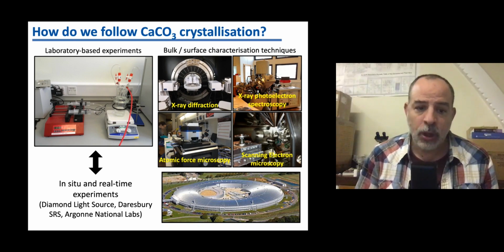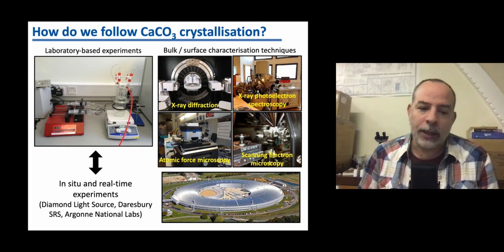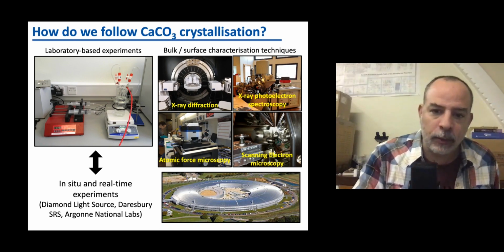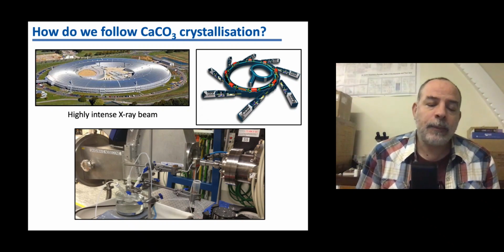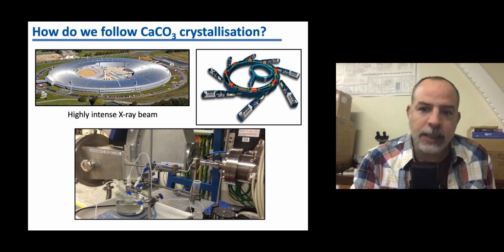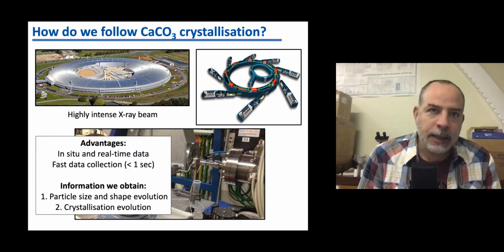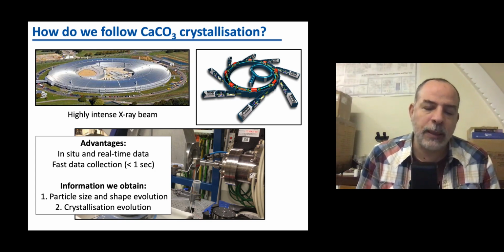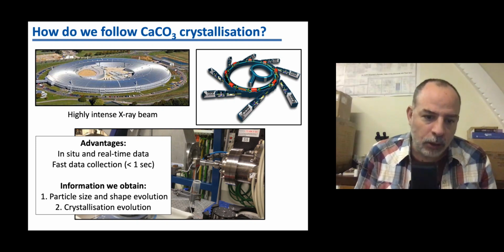We don't need to take samples. And we use facilities like, for example, Diamond Light Source in the UK or Argonne National Labs in the USA, in Chicago. The advantage of this is that with these very intense X-ray beams, we select one station, and there we set up the experiment, as you can see in the image here below, and we obtain data every second, or even at a time resolution lower than a second. So this is a very fast data collection. We can see what is happening every second, even at shorter times.